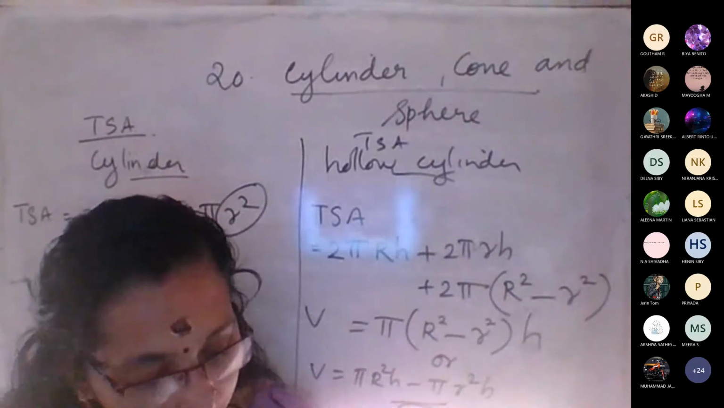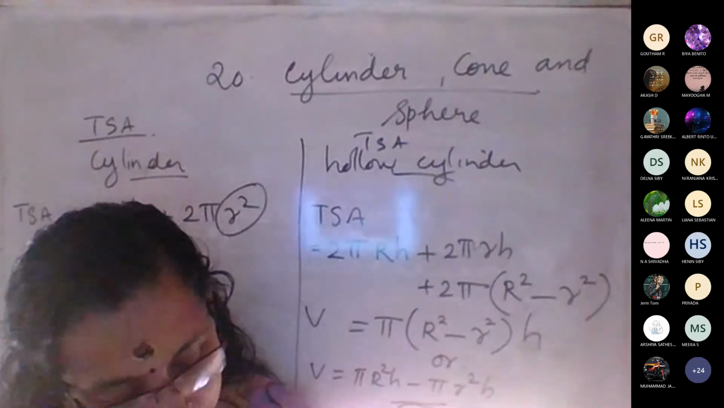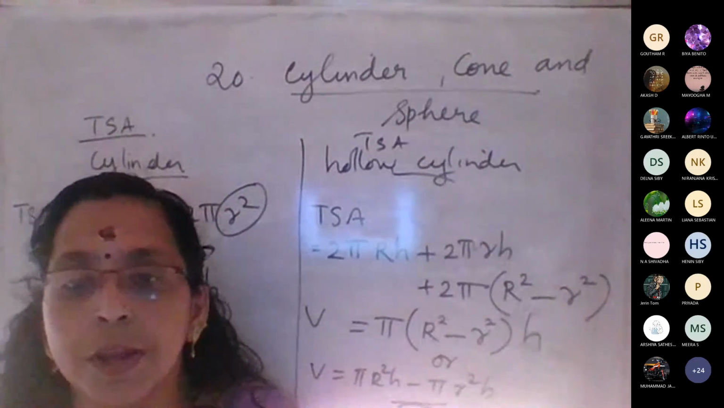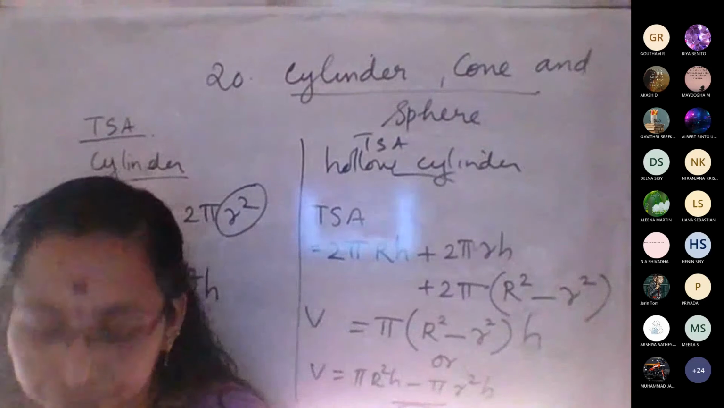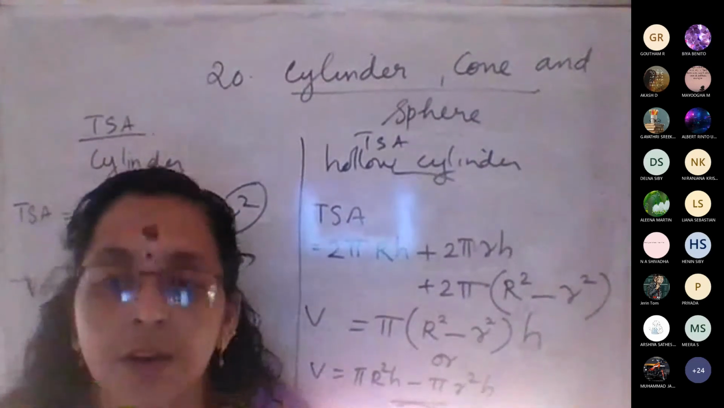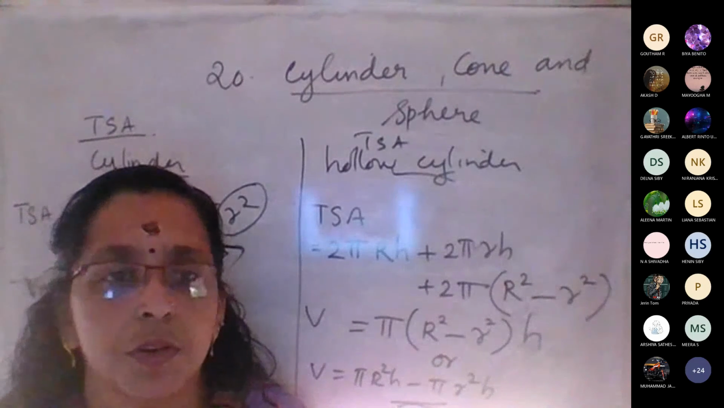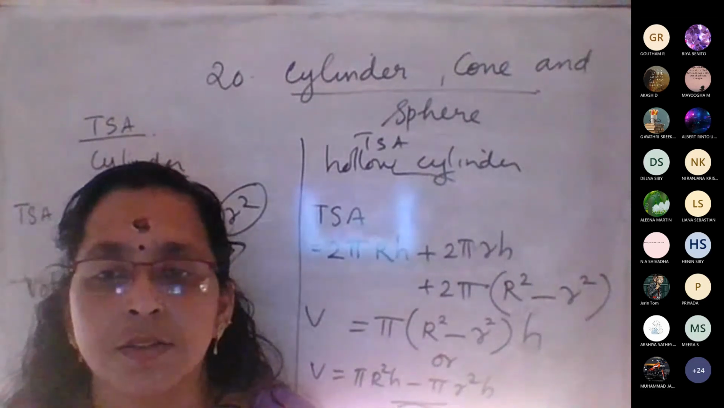Okay, so 20A cylinder. Okay, I think it is clear. Formula, any doubt? Clear, no? Yes, ma'am. Okay, understood. If any doubt, please stay back. Others, you can leave.